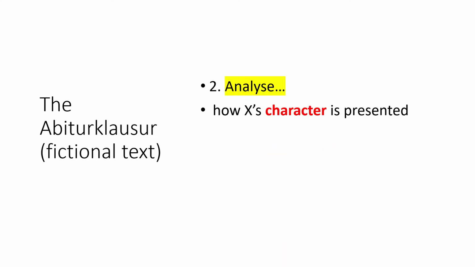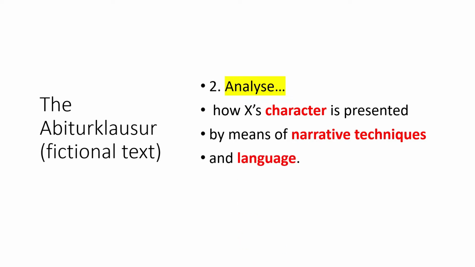The task says, look at how this person's character, so let's say Jimmy as an example, how Jimmy's character is presented. So we want something about what he is like, a little bit of information on what kind of a character he is. But that's not all. You're supposed to look at the narrative techniques that have been used to present this character. What that can be, we'll take a look at later.